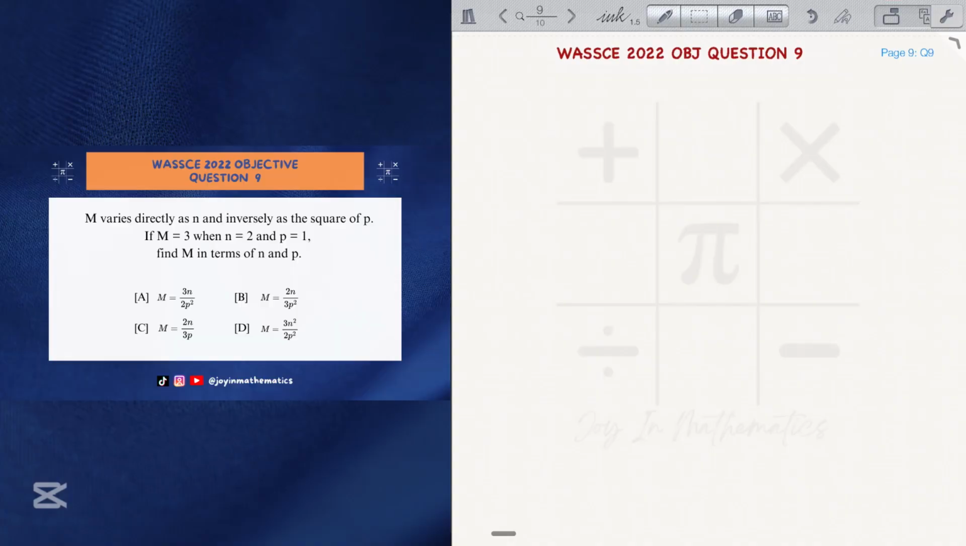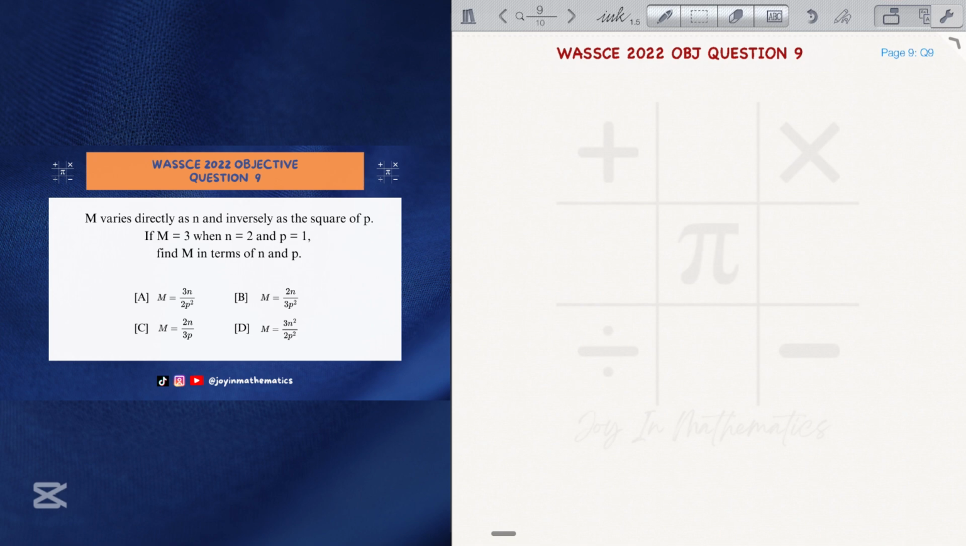Now we're moving forward to WASSCE 2022 objective question 9. The question says M varies directly as n and inversely as the square of p. If m is equal to 3 when n is equal to 2 and p is equal to 1, find m in terms of n and p.